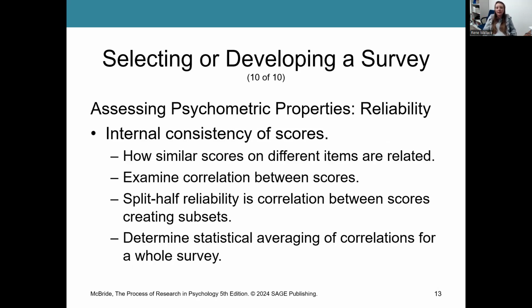So the internal consistency of scores is important, right? How similar scores on different items are related. You can look at the correlation between the scores. Split-half reliability is when you look at the correlation between scores across little subsets. And then you could average out the correlations for the entire survey to get your stats that way.